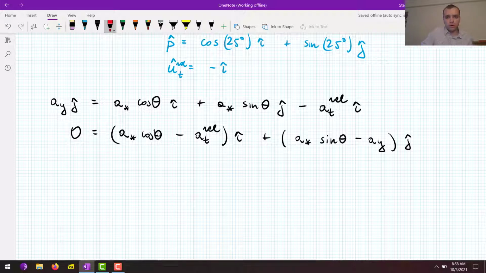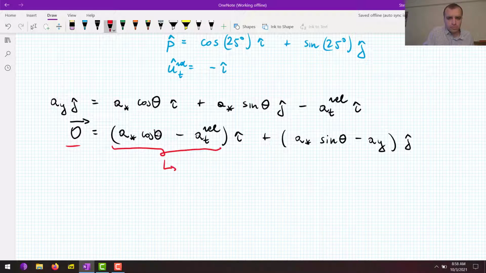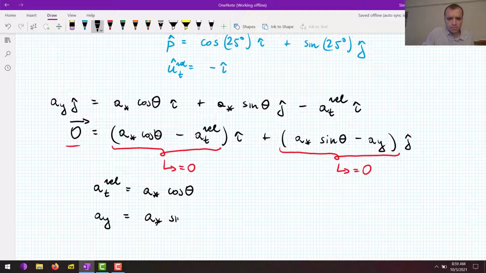So we can see that we have one vector equation. That means that we have two scalar equations, and we have 0 on this side. This is actually a zero vector. So that means that these two components have to be equal to 0. Okay, so we can clearly see that atrel is equal to a star cosine theta, and ay is equal to a star sine theta.